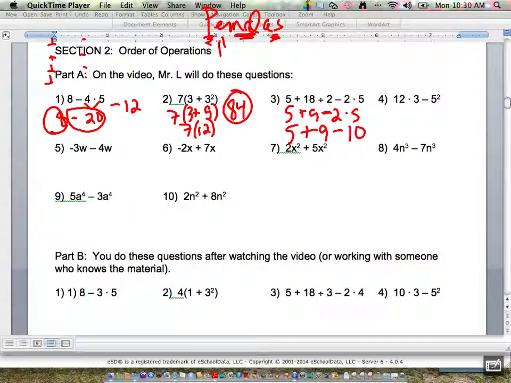So I get 5 plus 9 minus 10. Now what do I do? No. I do addition, because it's only addition and subtraction. I just go left to right. So what's 5 plus 9? 14. What's 14 minus 10? 4. Very good.